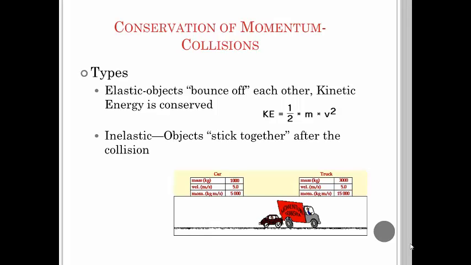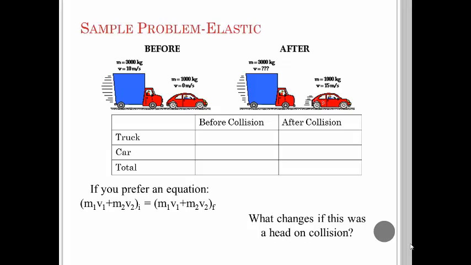A second type of collision that we often talk about is an inelastic collision. In an inelastic collision, the objects are going to stick together after the collision and move as if they were one object. If you watch that animation going on at the bottom of the screen, this time the small car sticks to the moving van and they travel together as one object.